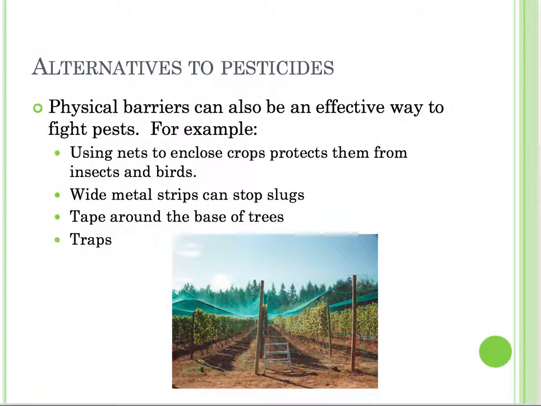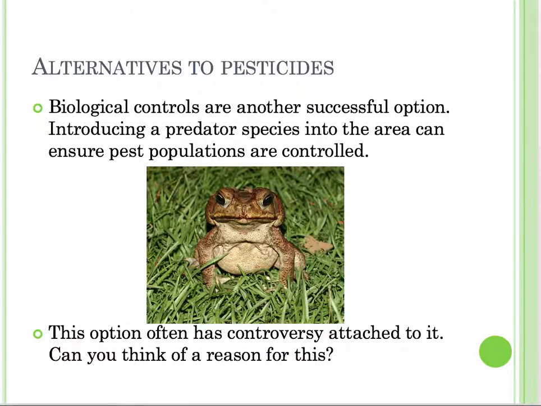You can also use physical barriers such as sawdust around plants to prevent slugs and snails getting to and eating the plants, traps, tape around the base of trees, using nets to enclose crops to protect them from insects and birds, and wide metal strips can also stop slugs.